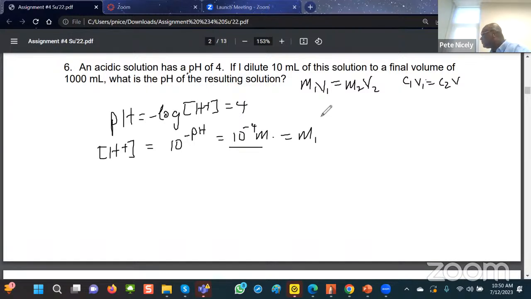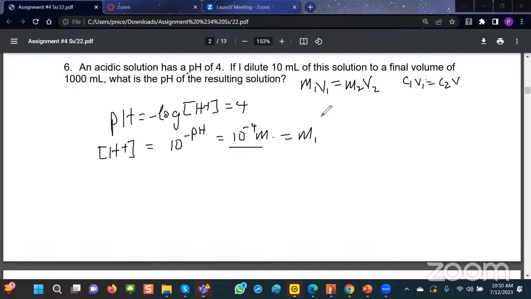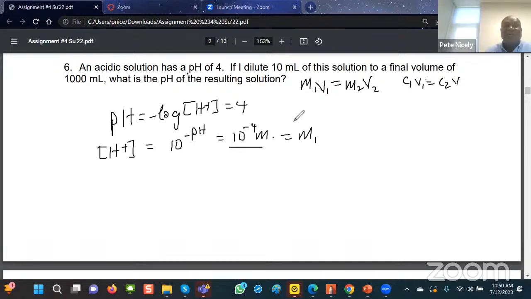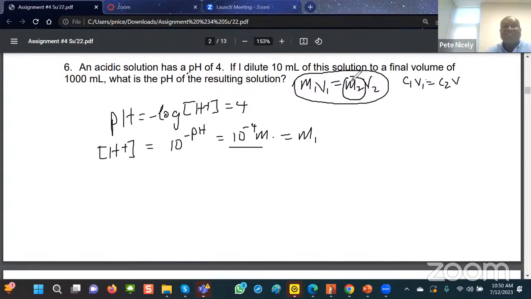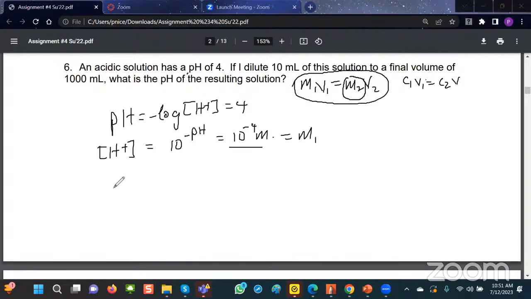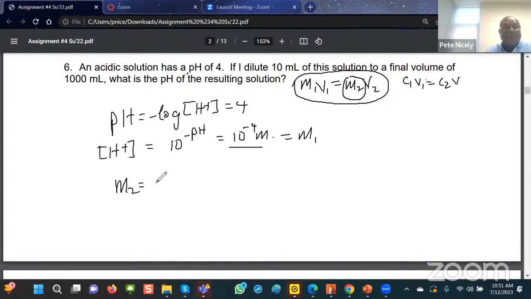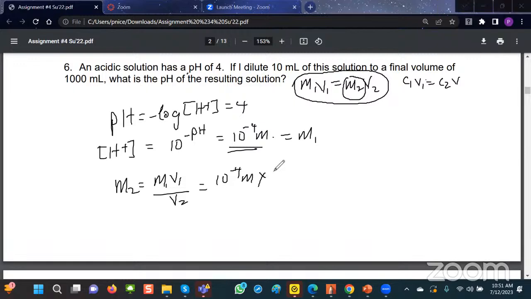Okay, what next? You would multiply it by the initial volume. Okay, so in other words, you're going to use this equation right here, right? Now, ultimately, what you want to find is this, right? Yes, we're trying to find M2. So what I'm going to do is solve for M2. M2 is equal to M1V1 over V2. So M1 we identify as 10 to the minus 4. And V1 is what? 10 mL.